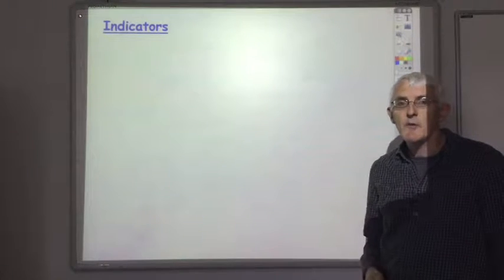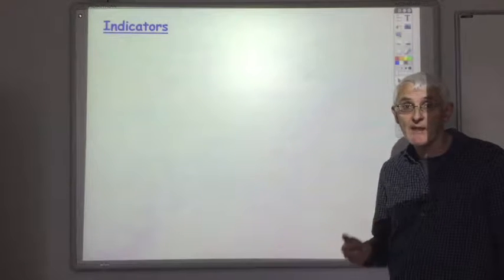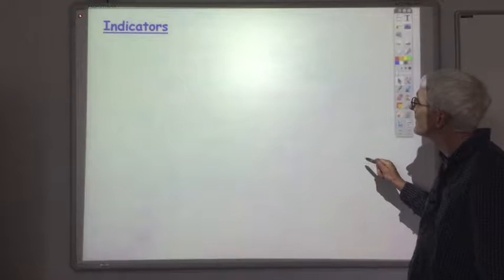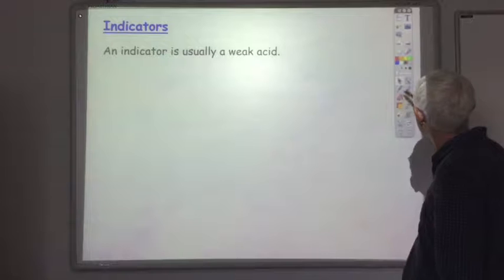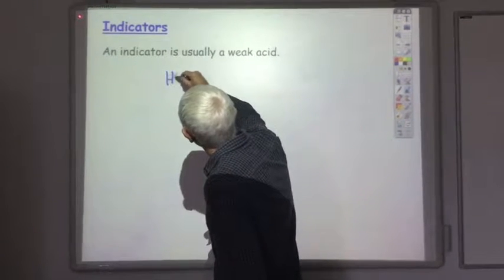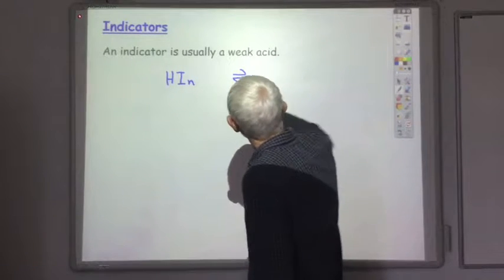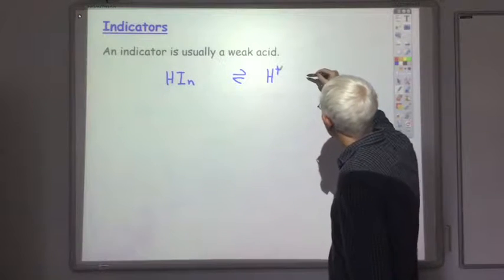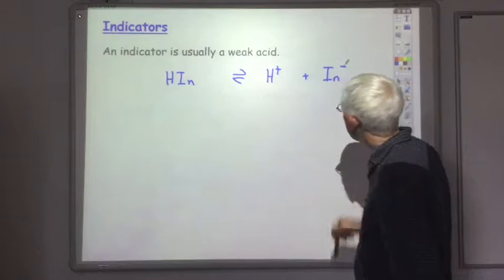In this section, when we talk about indicators, what we're really interested in are the indicators we use for acid-alkali titrations. And these indicators are usually weak acids. So for example, HN, where N stands for indicator, is a weak acid, so it partially dissociates to give H plus ions and the conjugate base N minus.